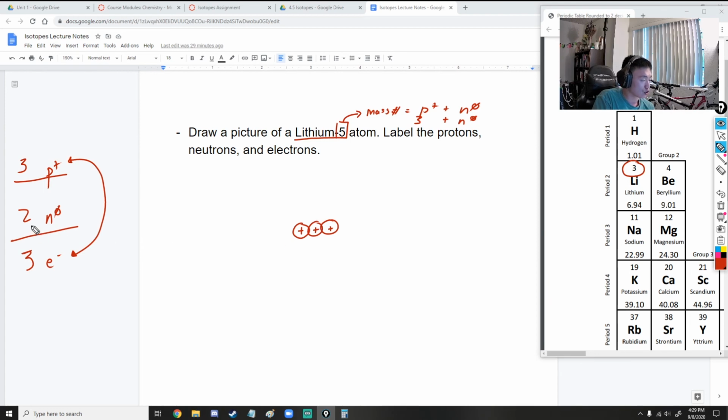Think about the neutrons. There's 2 neutrons, so I'm going to draw 2 neutrons in the middle. And then there's 3 electrons, so I just need to draw 3 electrons around the nucleus. And there we go. That is lithium-5.